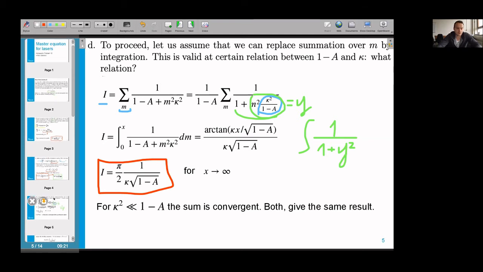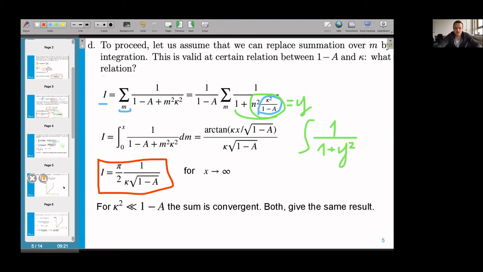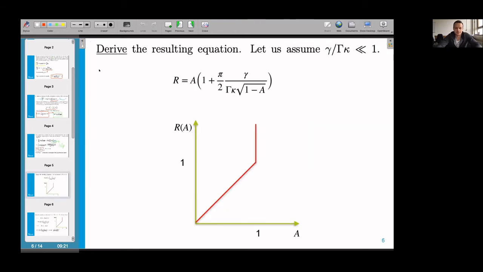Okay, so if we move further, now we have obtained the following thing. We're asked to derive the resulting equation. Quite simply, it's just to replace the result that we obtained previously here, and we obtain our equation. I have traced it here for now, how it looks like.